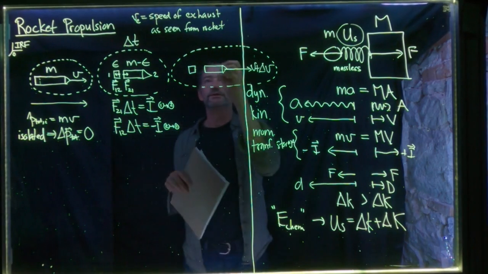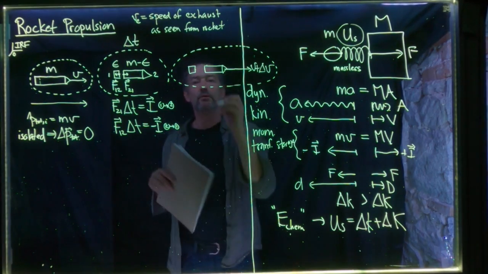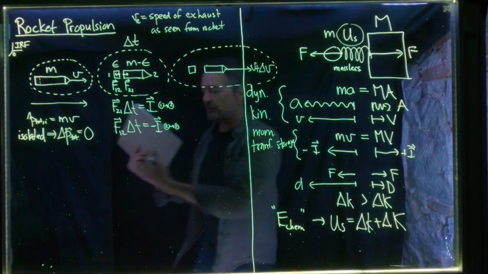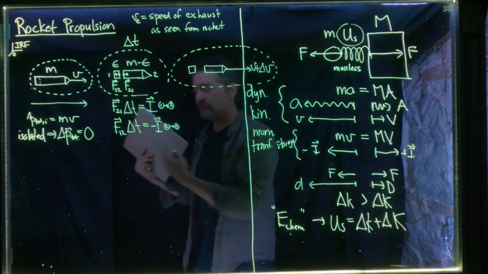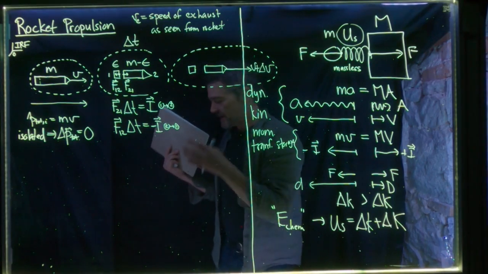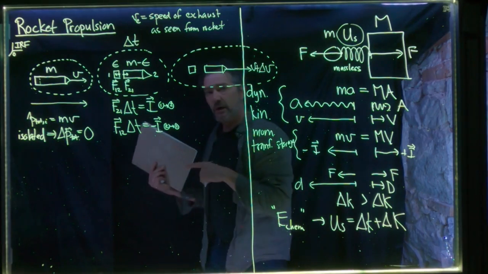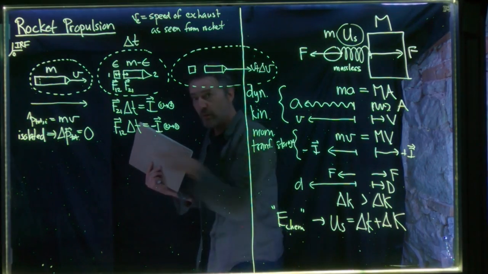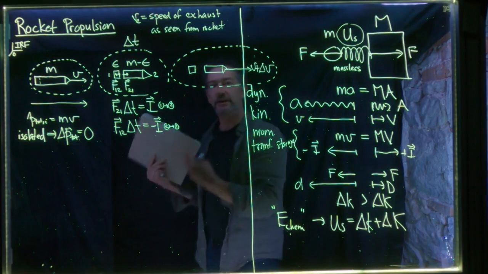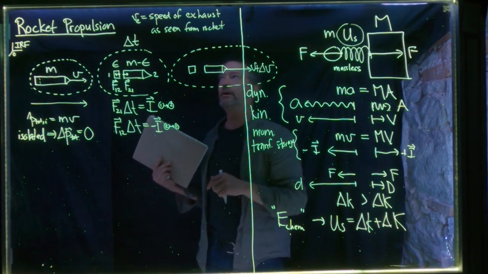Okay, so there's someone standing on the back of the rocket here. That rocket is accelerating like this. They're in this accelerating reference frame. Doesn't matter. They're standing at rest with respect to the rocket, and they see exhaust gas particles flying away from the back of the rocket with a speed VE relative to the rocket.